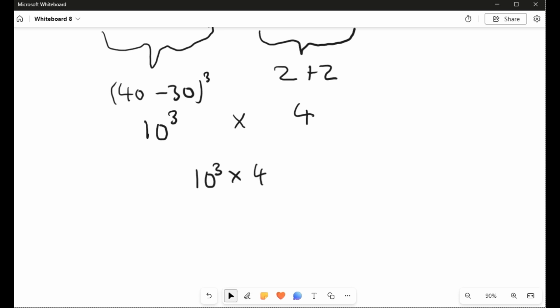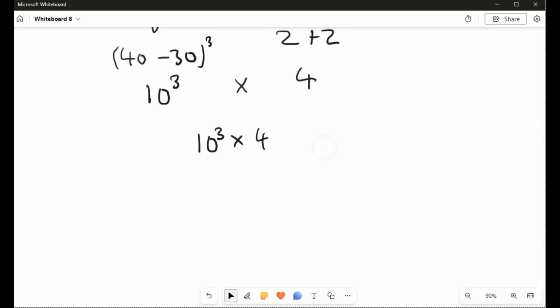So now we have to solve using BIDMAS again. Our highest thing that we need to solve first is our indices, 10 cubed. So 10 cubed is the same as 10 times 10 times 10. So that'll be 3 zeros on the end, 1,000. 1,000 times 4. And that's not too hard to solve. 1,000 times 4 is equal to 4,000.